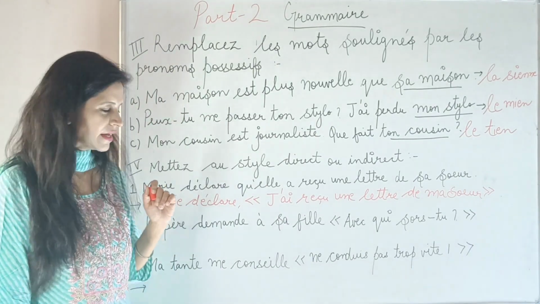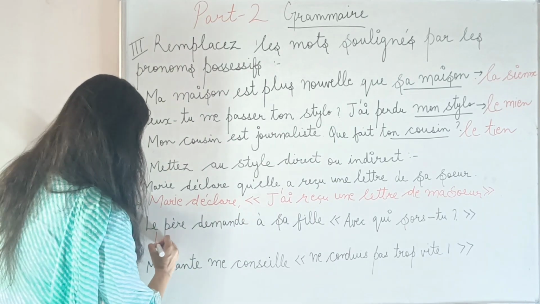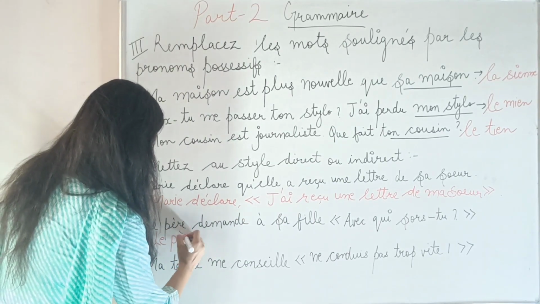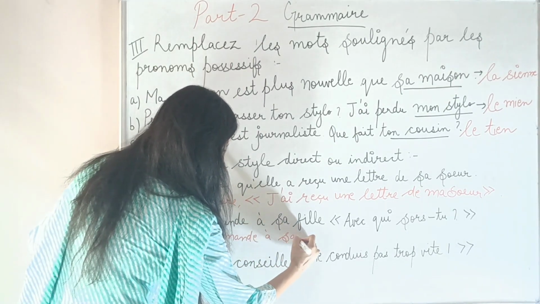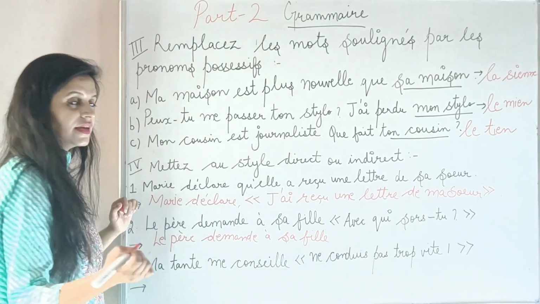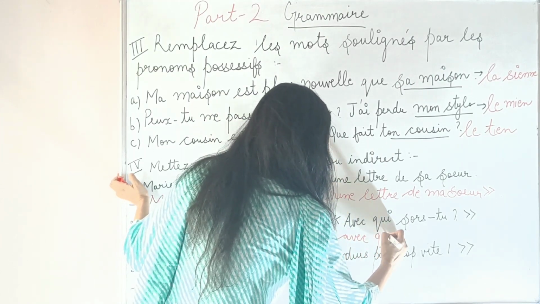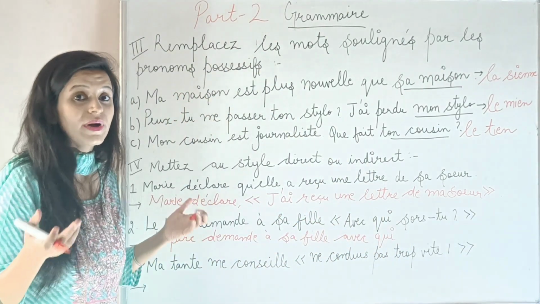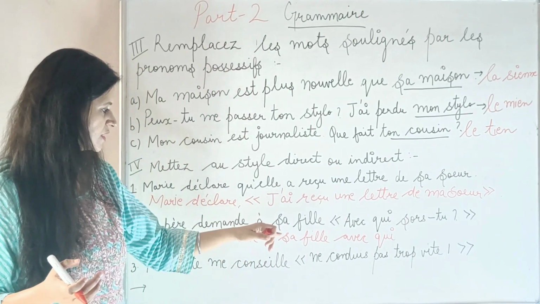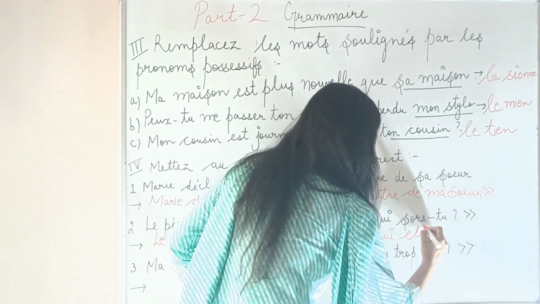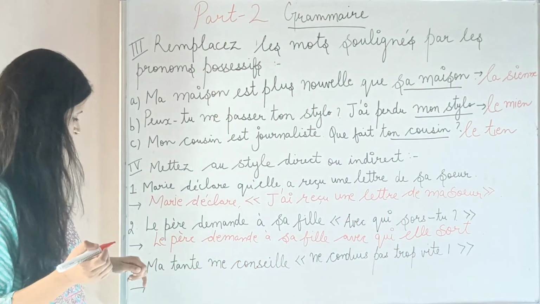So let's move to the second part. Le père demande à sa fille, avec qui sors-tu? Now the father is asking his daughter, le père demande à sa fille. So avec qui, it's an interrogative question which needs to be written in the same way. If the father is asking directly, he will be asking, with whom are you going out. When I have to report the same thing, it becomes: with whom the father is asking his daughter, with whom is she going out. Avec qui elle sort.